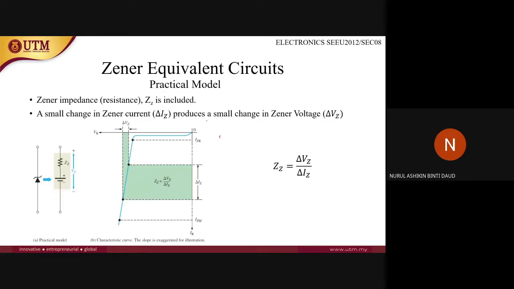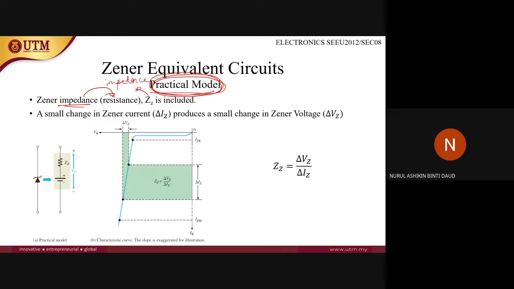So let's look at the practical model. The practical model is usually what will be asked in your questions, because in the practical model there is a value of Zener impedance. You can see ZZ here, where Z represents impedance. Impedance is also known as resistance. So in a practical model, the Zener impedance or Zener resistance is included.